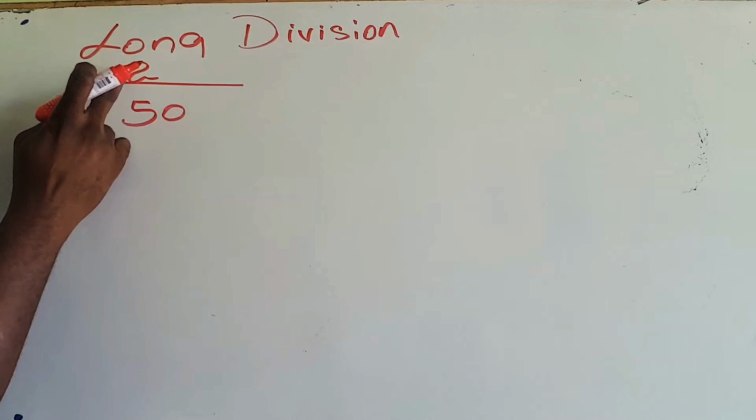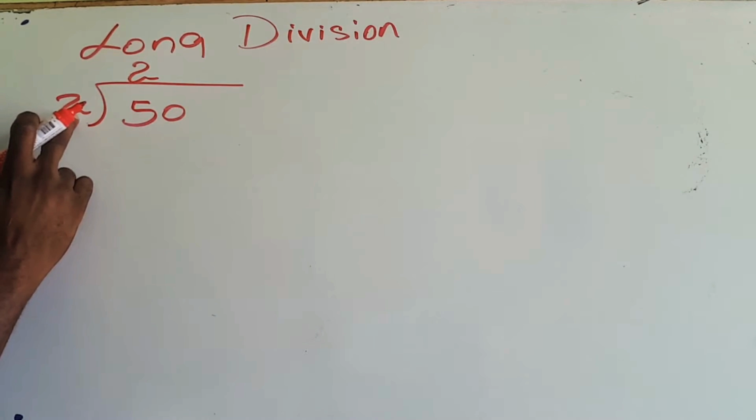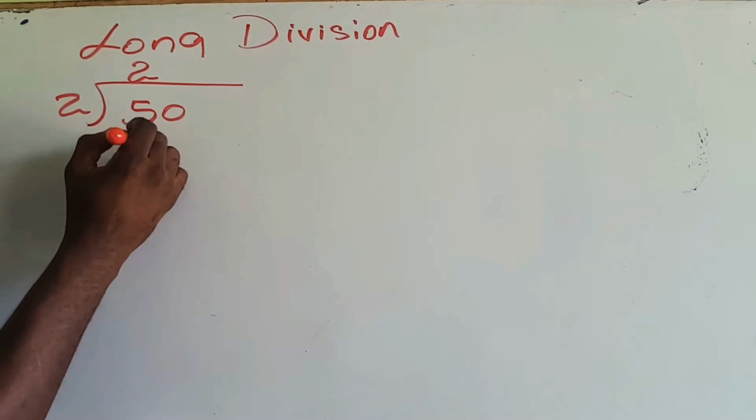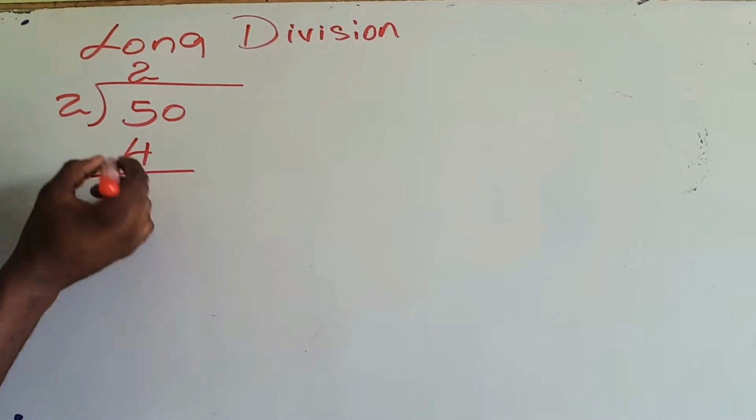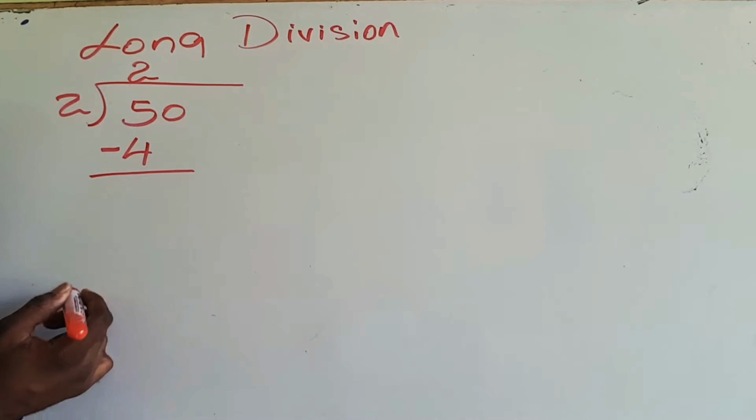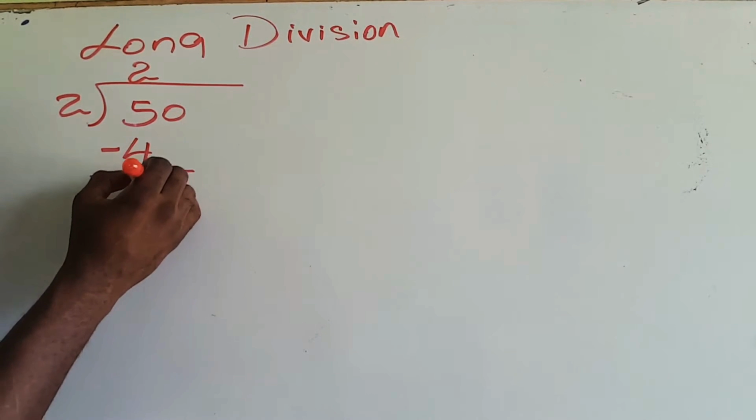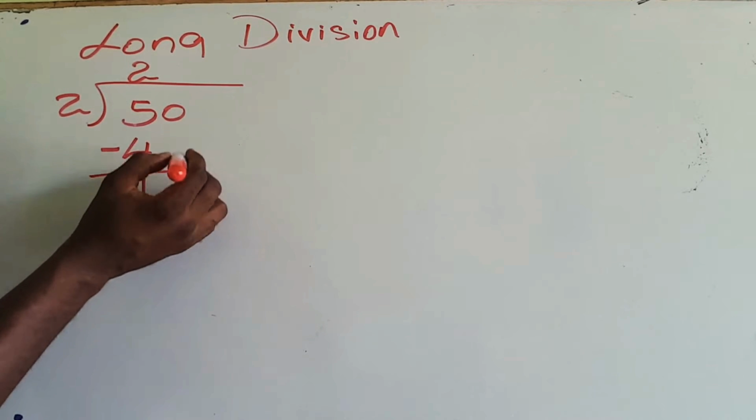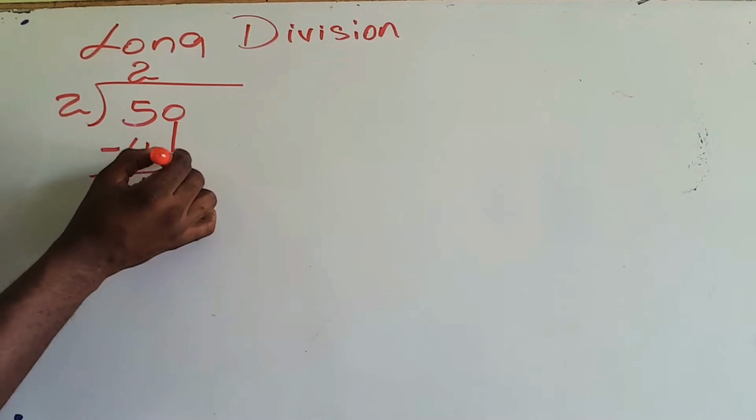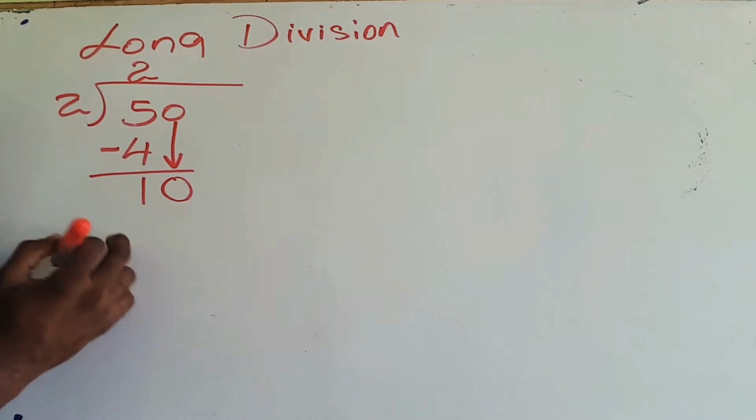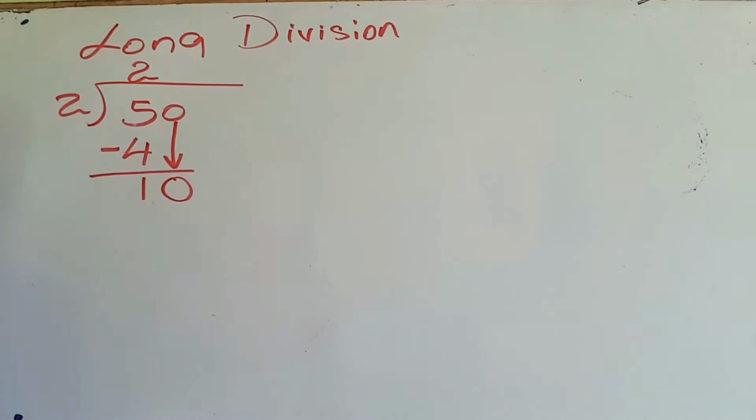Then we're going to have 2 times 2, that gives us a 4. Then we subtract. All right, so we're going to subtract 4 from the 5, we get 1. Then we realize that we have a 0 there to bring down. We bring down the 0, making this 10. So basically, we're going to divide now.